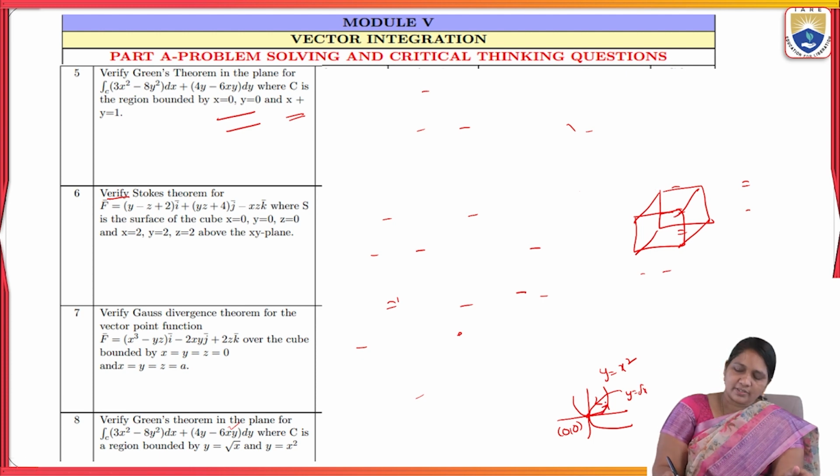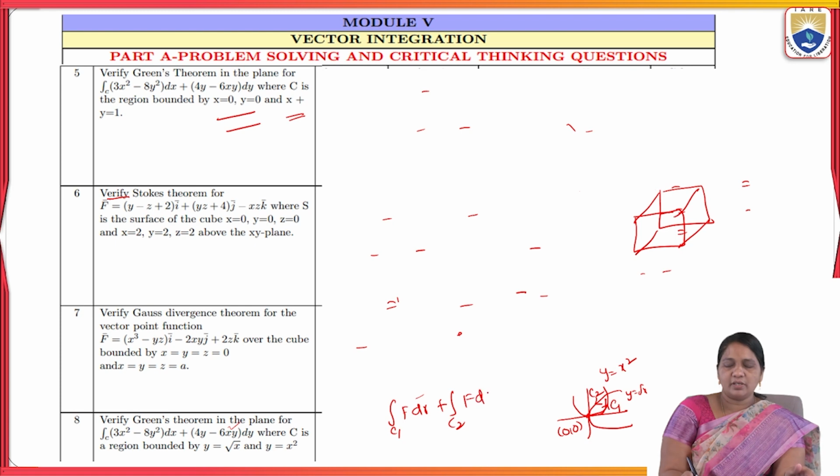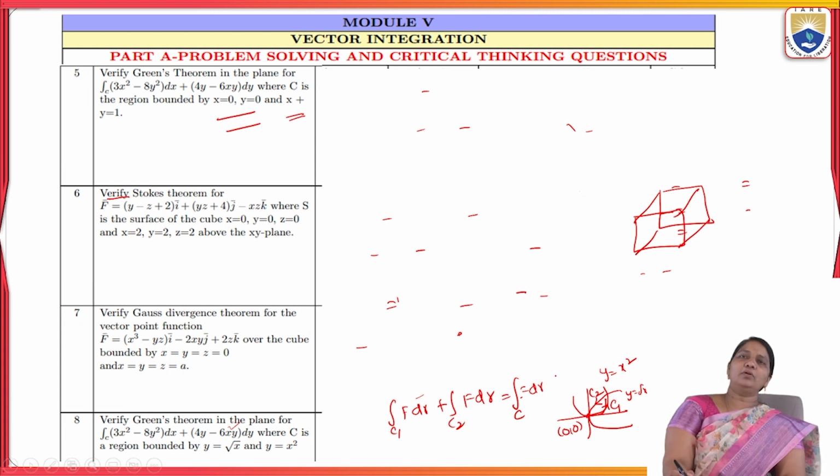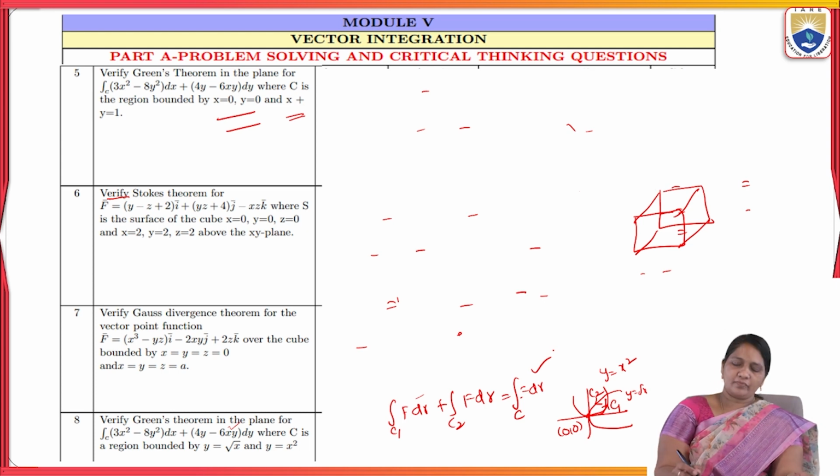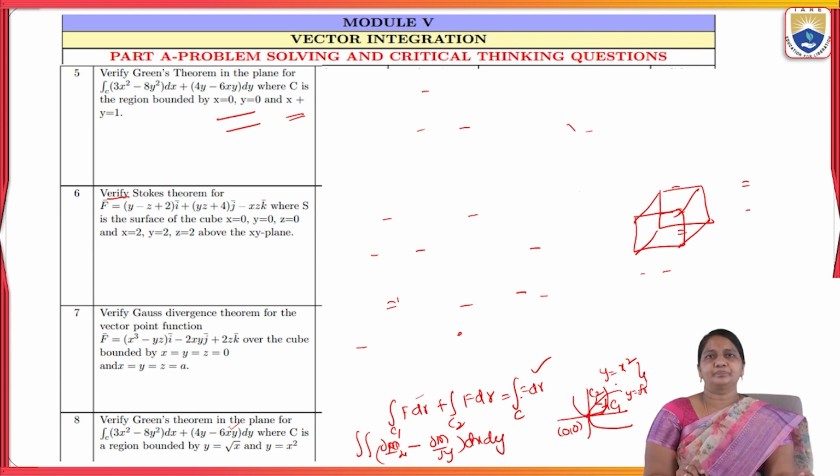Now we have to calculate: this is C1 and this is C2. That means we have to calculate the integral over C1 of F dot dr plus the integral over C2 of F bar dot dr. This is equal to the integral over C of F dot dr. So this is the value of the first, LHS part. After that we can calculate the double integral of dN by dx minus dM by dy into dx dy, based on the limits of x and y.